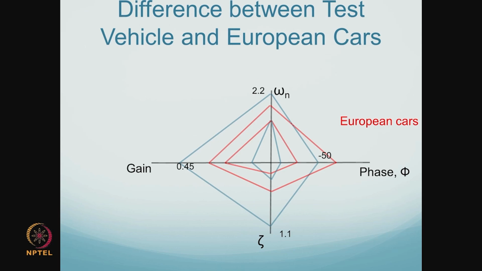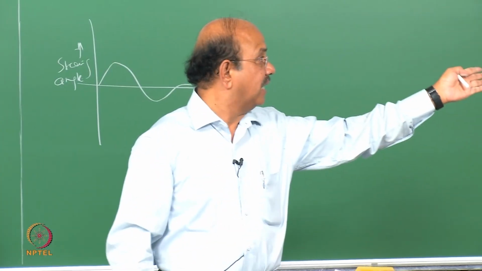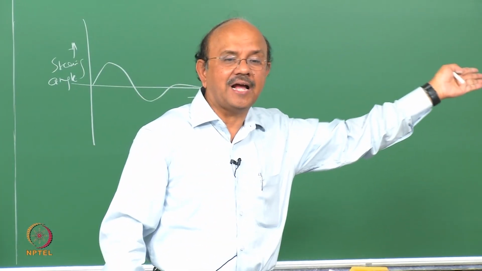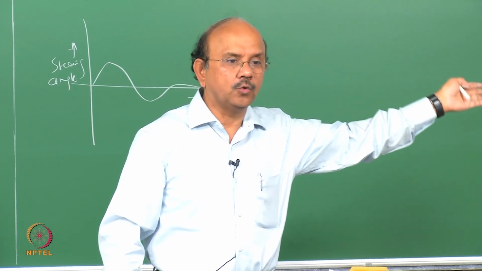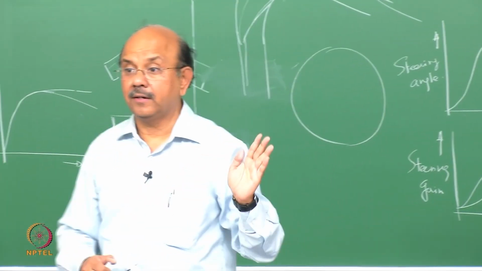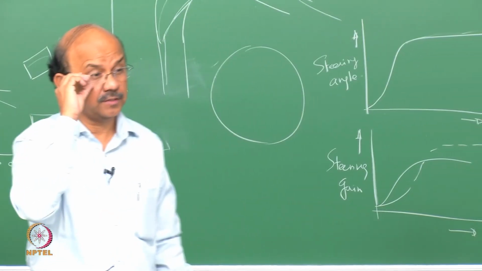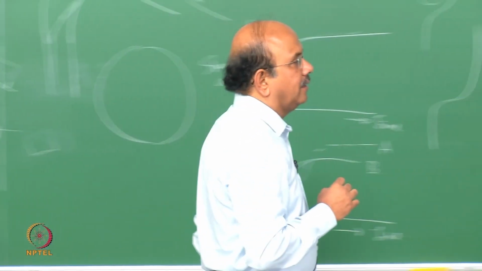The European cars do not have the kind of understeer characteristics like the Japanese cars which were tested. Okay, but they still do not have, it's more towards neutral steer. They do not have as much oversteer characteristics as was tested by this group. So clearly the oversteer characteristics of the cars tested were much more for the study. Okay.